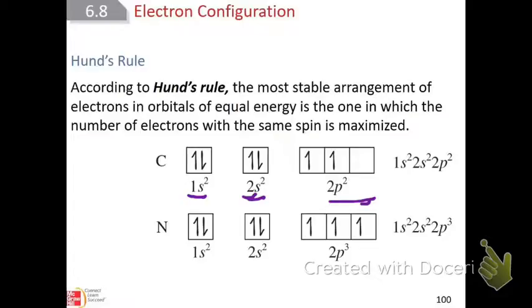That's what Hund's rule says. So this would be the electron configuration for carbon. Notice you can always double check yourself. Carbon's atomic number is 6, and you should be able to add up these superscripts up top and get 6. That should work every time with atoms. And then here are some more examples of electron configurations.